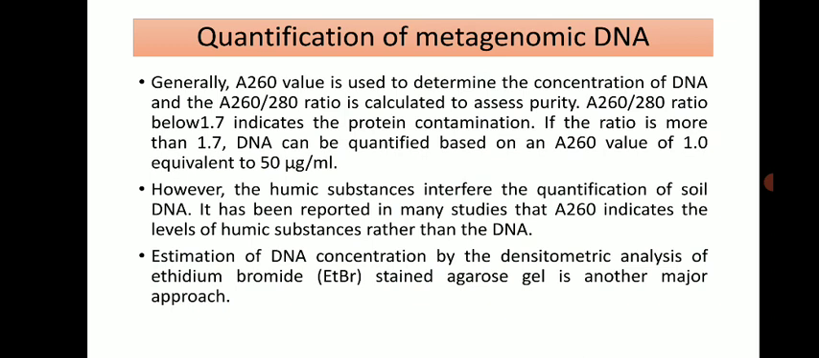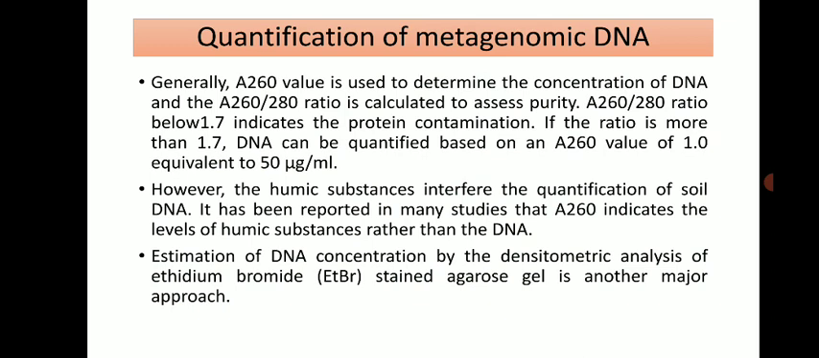Generally, absorbance at 260 is used to determine the concentration of DNA, and the absorbance ratio 260 upon 280 is calculated to assess its purity. A ratio below 1.7 indicates protein contamination, and if the ratio is more than 1.7, the DNA can be quantified based on absorbance at 260, where a value of 1 is equivalent to 50 microgram per ml.